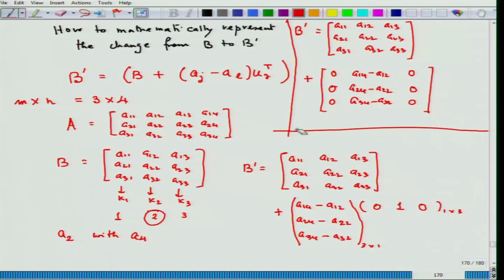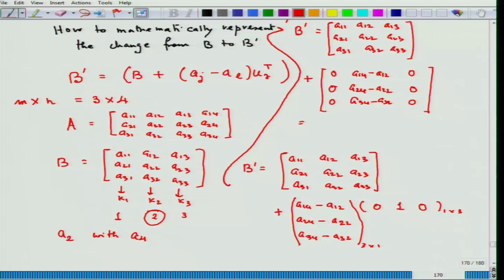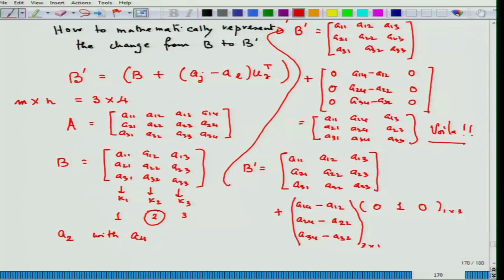Now, if I add these two matrices, see from here I have gone up here. When you come here, you see this all cancels with this, and this will give me A11, A21, A31, A14, A24, A34, A13, A23, A33. And then, voila, this is exactly what is required. This is exactly what I wanted: change the second column by the fourth column, and that is done by using this rank 1 update.